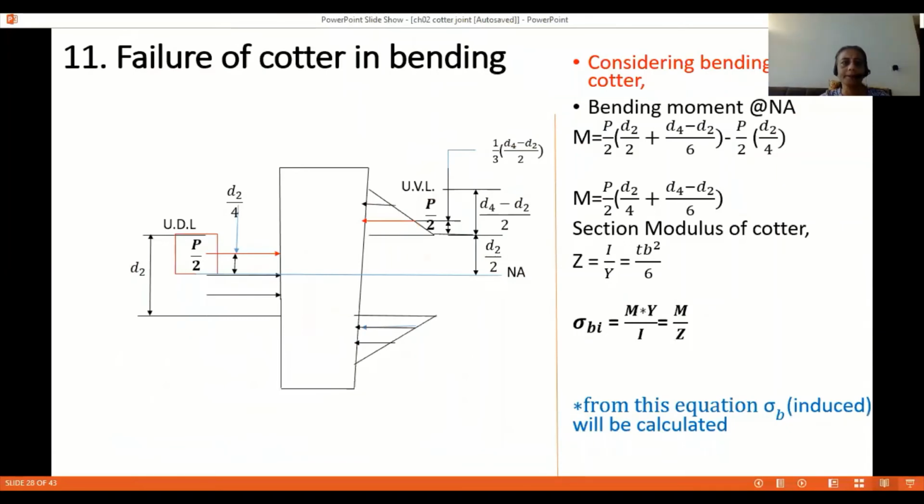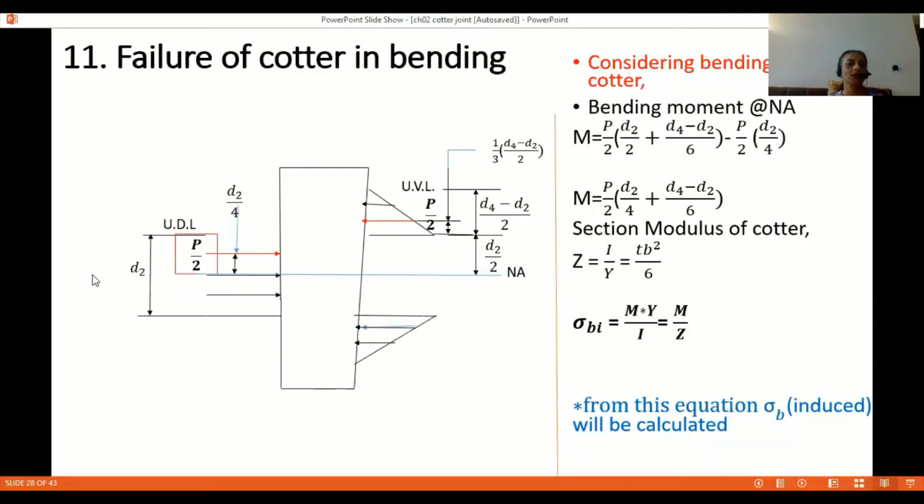And the last step, that is the failure of cotter in bending. Friends, we have seen that there is a clearance of 2 to 3 millimeter in a 2D sketch previously, and here also there is a clearance of 2 to 3 millimeter. Because of that clearance between socket and cotter and spigot and cotter, cotter will be subjected to bending. Means we can say that there will be a slight deflection of the cotter with respect to neutral axis. This is the neutral axis.